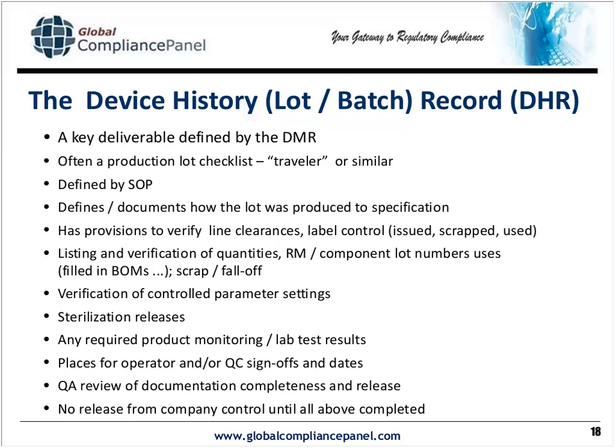And that lot could be a lot of one if you're building huge capital equipment items like MRIs, or it can be lots of tens of thousands if you're building small disposables. So nevertheless, these are all part of the device history record. When it's filled out, it becomes the lot record for that product.